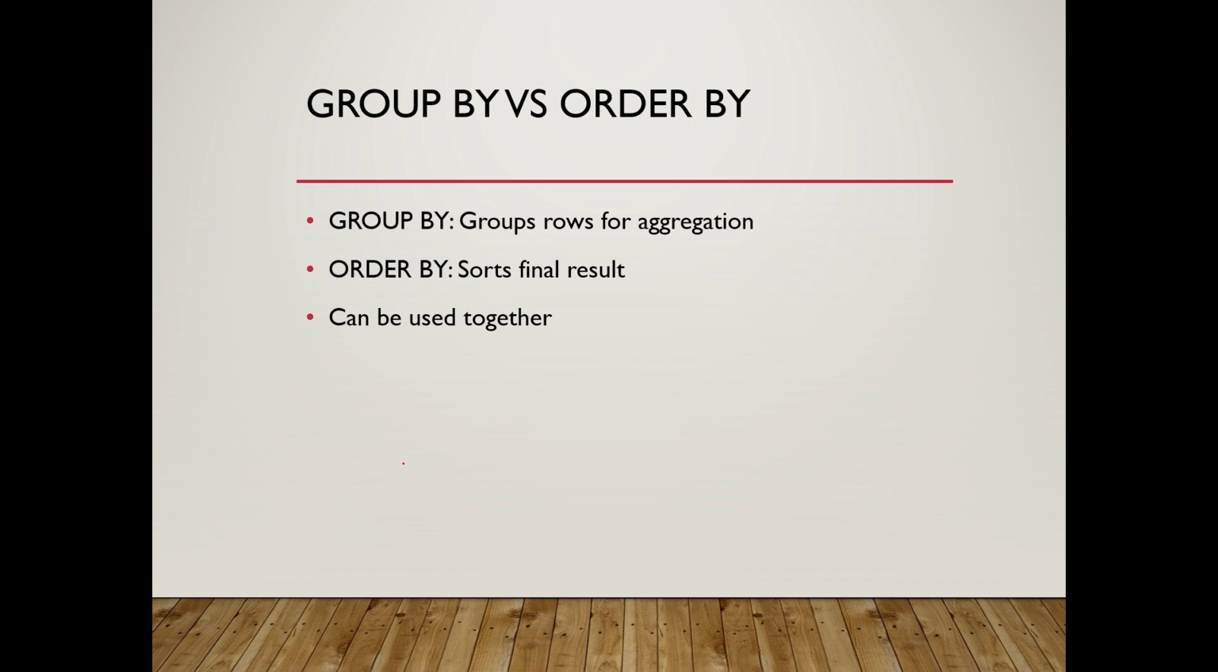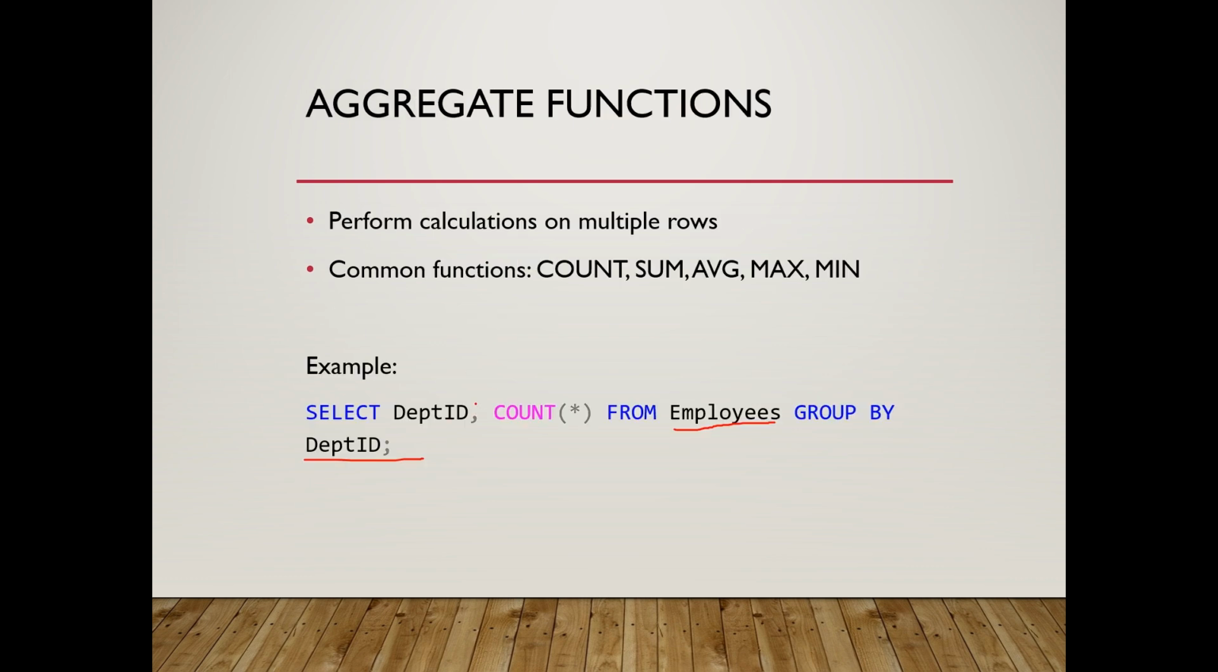Quick note on a common interview confusion: group by versus order by. Group by groups rows to apply functions like count and sum, and order by just sorts the final result by one or more columns. So they are not interchangeable. You can use both together. We have already shown you an example. This gives you a department-wise count, and if we use order by total employees, we get the highest to lowest value.